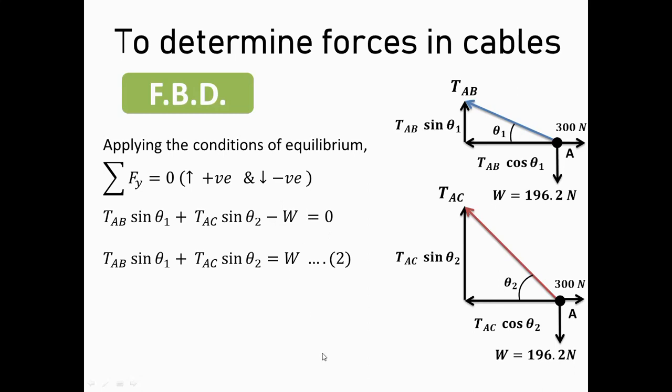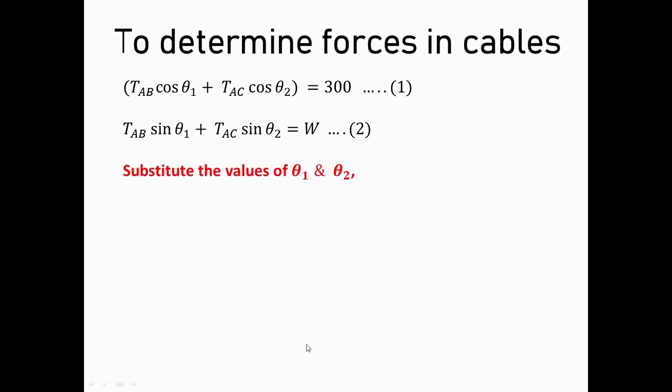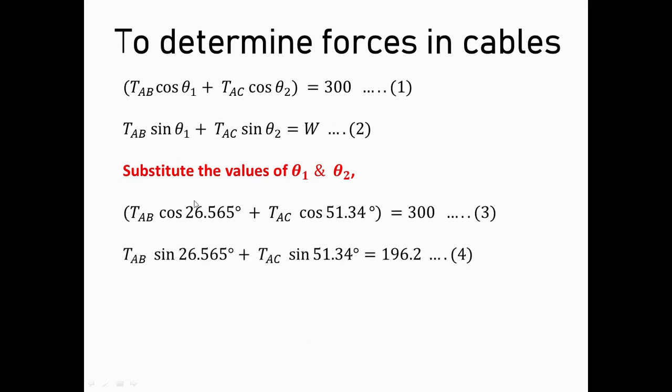Now we have two equations and two unknowns. TAB and TAC we have to find out. So first we'll write down these two equations. Now solving these two equations, substitute the values of theta 1 and theta 2. So in the third and fourth equations, in place of theta 1 substitute 26.565, which we have already calculated, and in place of theta 2 substitute 51.34. These two equations are modified and converted to equations 3 and 4. Solving these simultaneously on your calculator, we get the values of TAB as 266.537 Newton and TAC as 98.609 Newton.